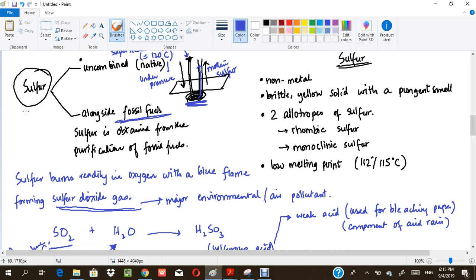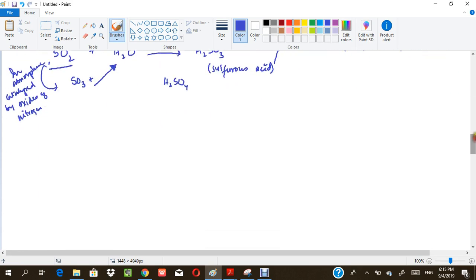Why? Because if we do not purify, sulfur is gonna burn in our engines as well, and it will produce a lot of sulfur dioxide, and this sulfur dioxide is then gonna cause a lot of environmental problems which none of us want. So now let's come to the contact process.